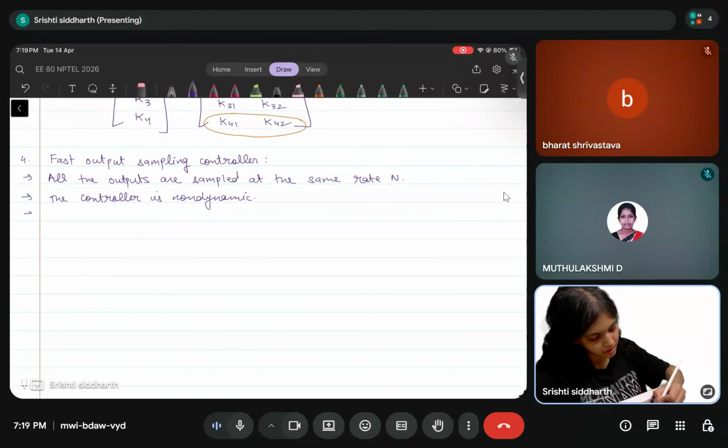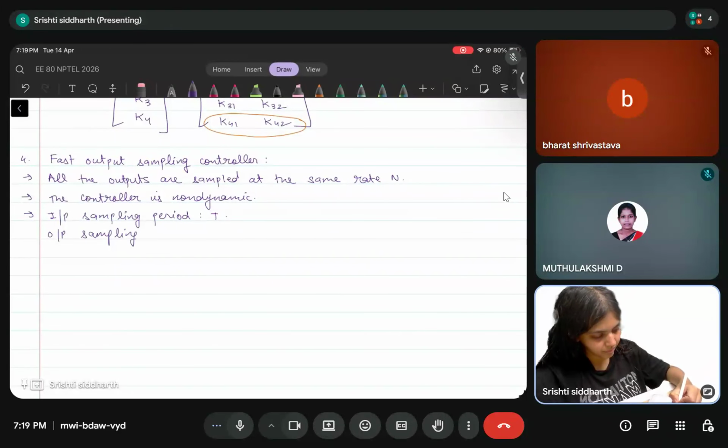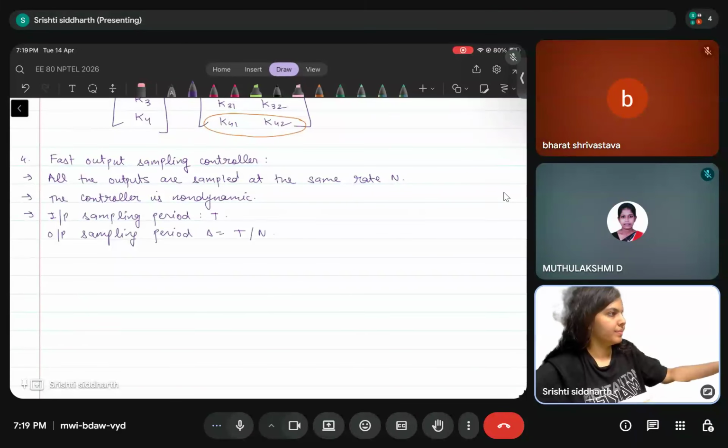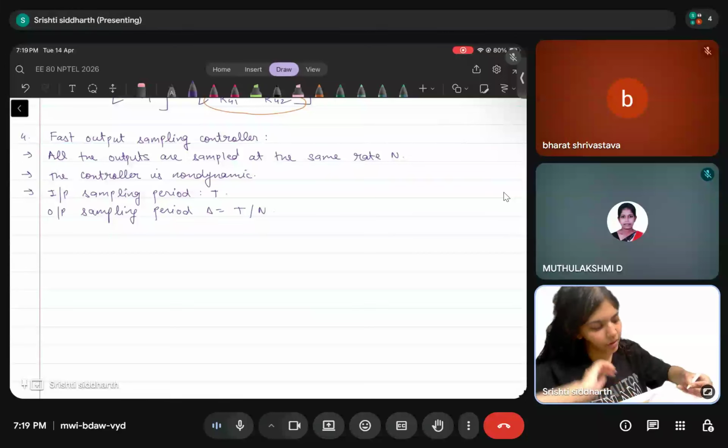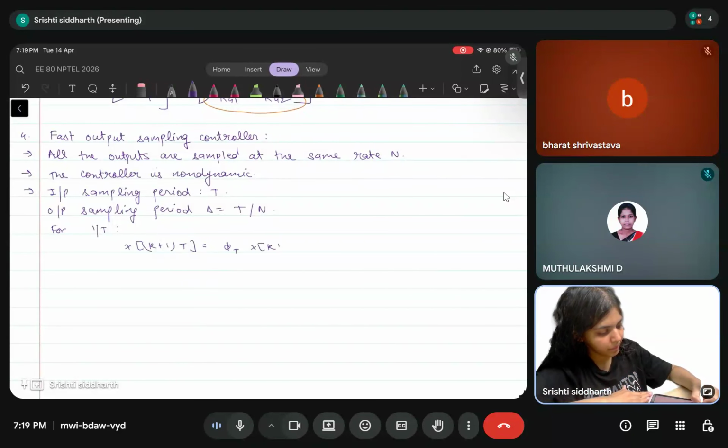So the input sampling period is T. Output sampling period is delta, which is T over N. For sampling period T, we already know the discrete system, right? x at (k+1)T is phi T x(kT) plus gamma T u(kT). And similarly, the output.